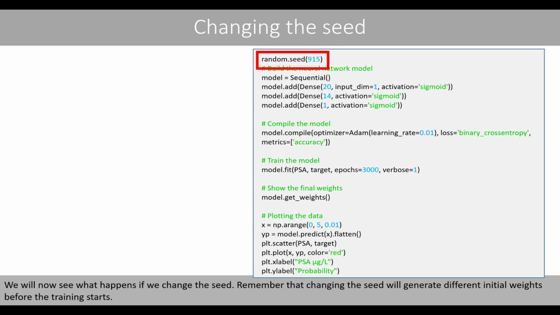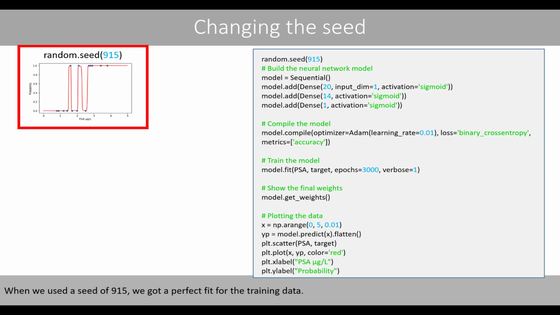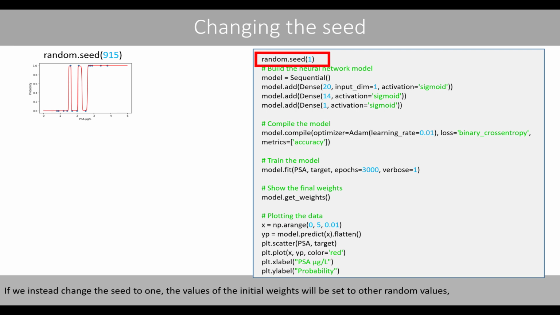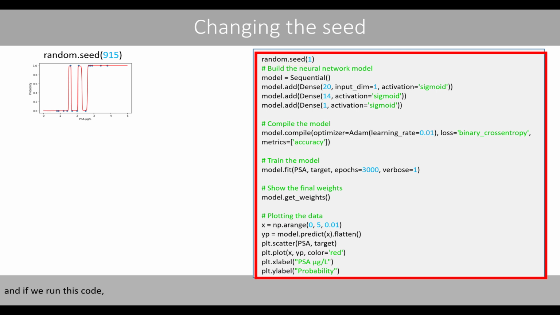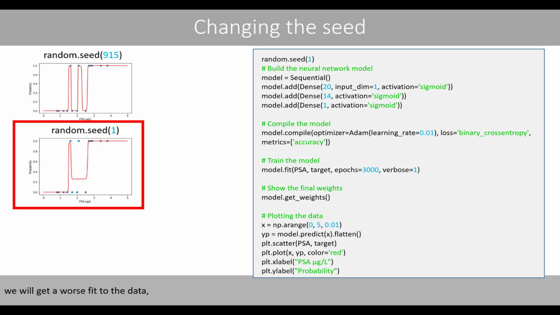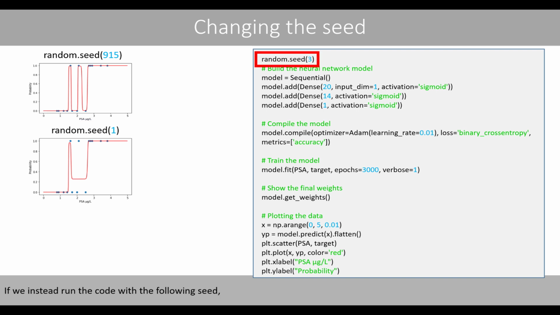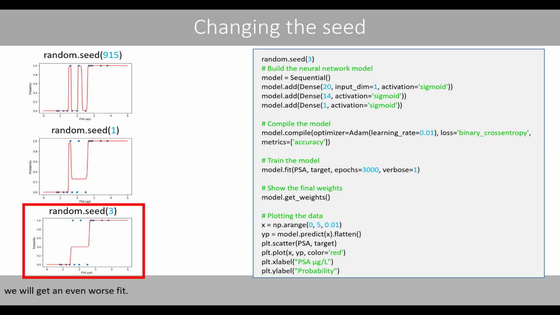We'll now see what happens if we change the seed. Remember that changing the seed will generate different initial values of the weights before the training starts. When we used a seed of 915, we got a perfect fit for the training data. If we instead change the seed to 1, the values of the initial weights will be set to other random values. And if we run this code, we will get a worse fit to the data. If we instead run the code with the following seed, we will get an even worse fit.